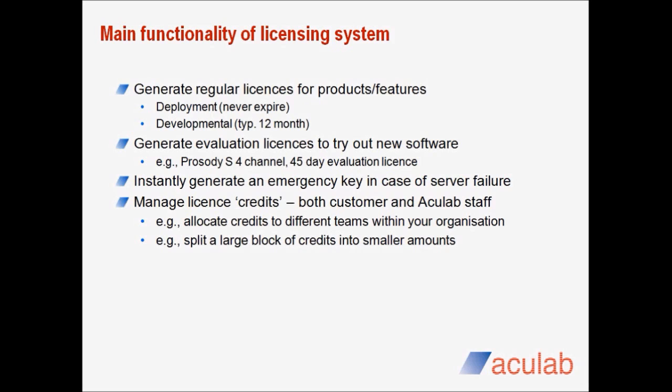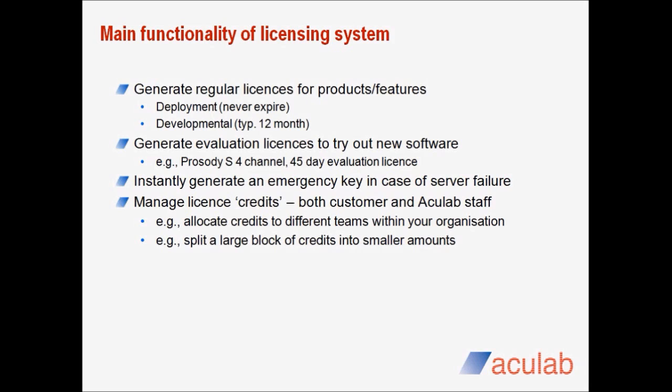So just a couple of points on what the licensing system functionality is. Obviously it enables you to generate licenses for Acculab products and features, different kinds of licenses. So there might be deployment licenses, which are never-ending licenses. We also have developmental licenses, which can be a 6 or 12 month period. Then we also have evaluation licenses that we provide free of charge if you want to test something out. For example, we have a ProsDS 4-channel 45-day evaluation license available to you.